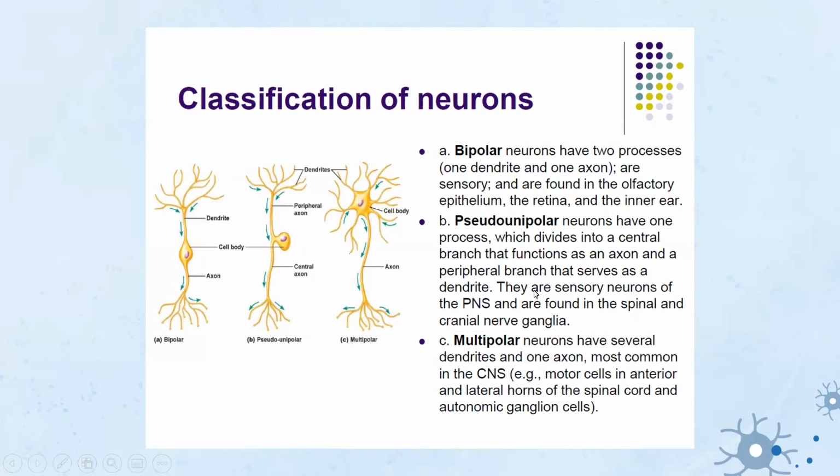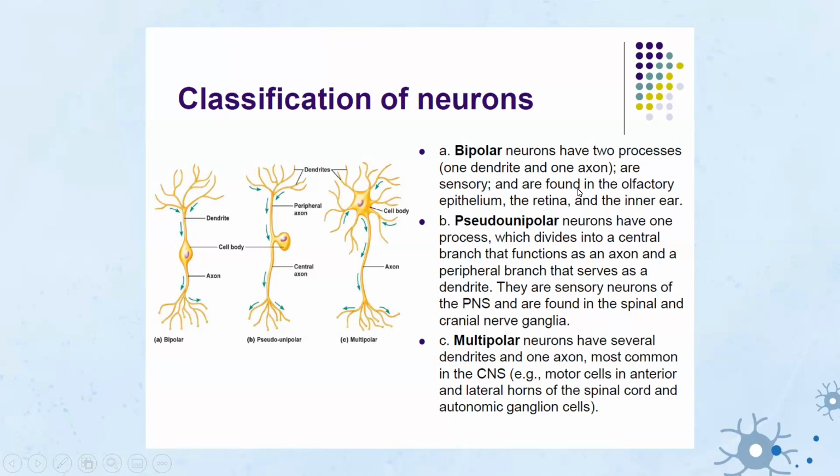So from this slide, what you need to understand is why bipolar, pseudo-unipolar and multipolar neurons are named as they are. Bipolar is called bipolar because it has two processes. Pseudo-unipolar because it has only one process, but it has two branches. Multipolar because it has multiple dendrites but one axon. And you also need to memorize where they are found.